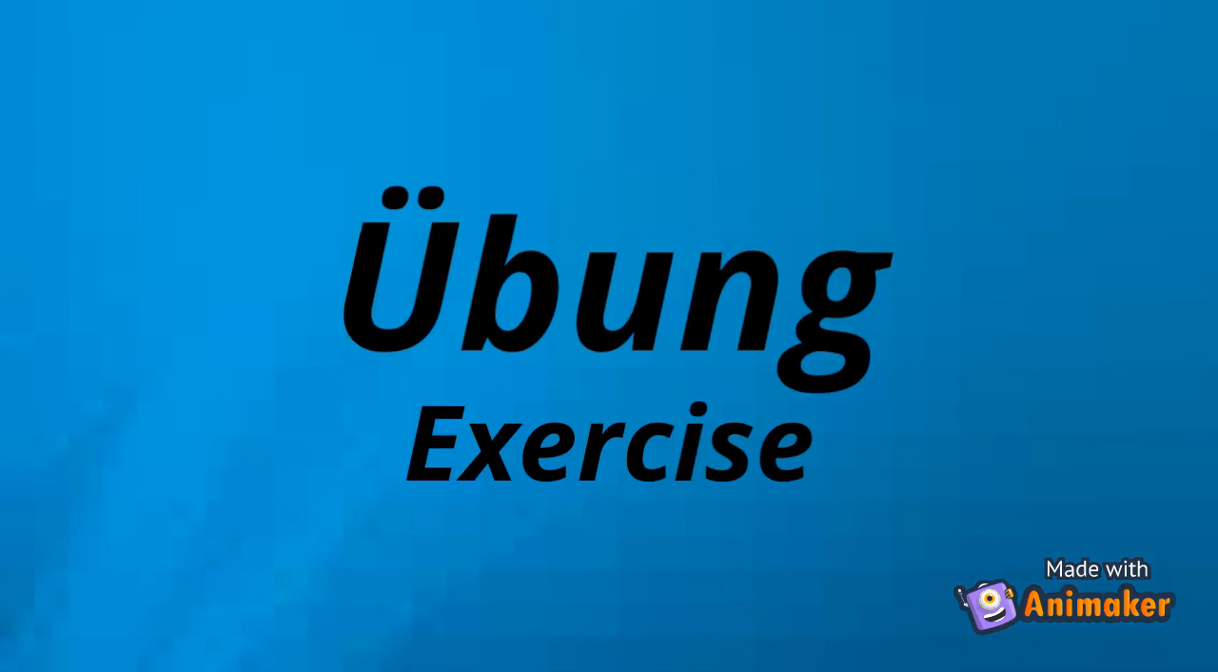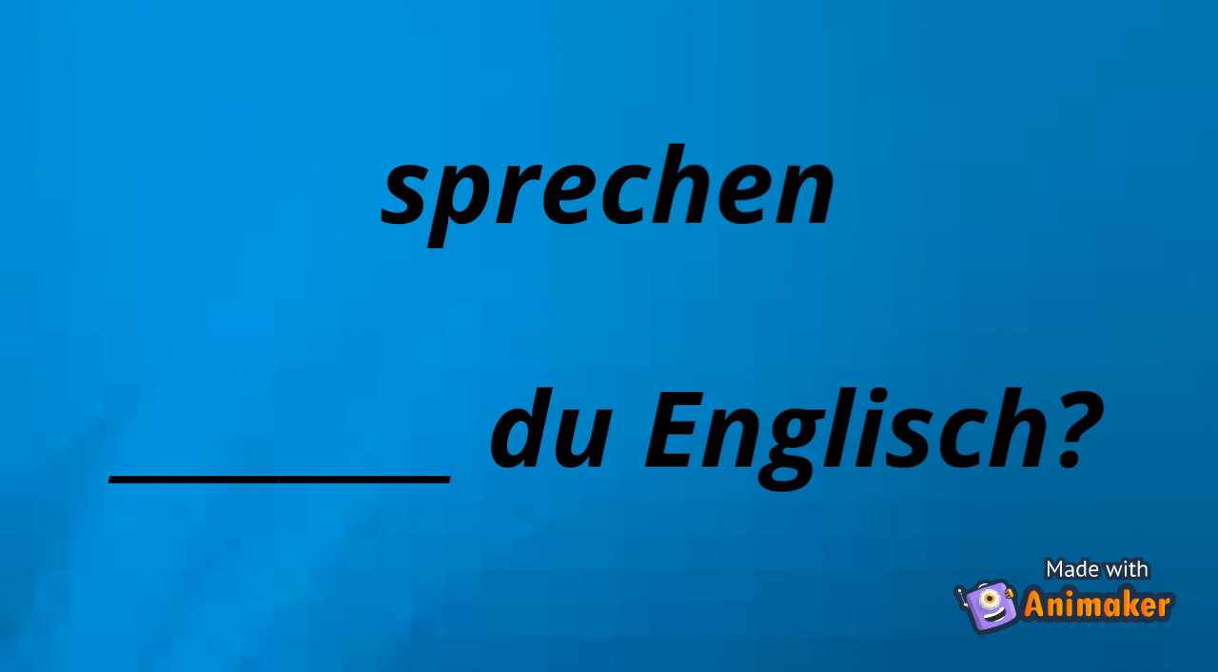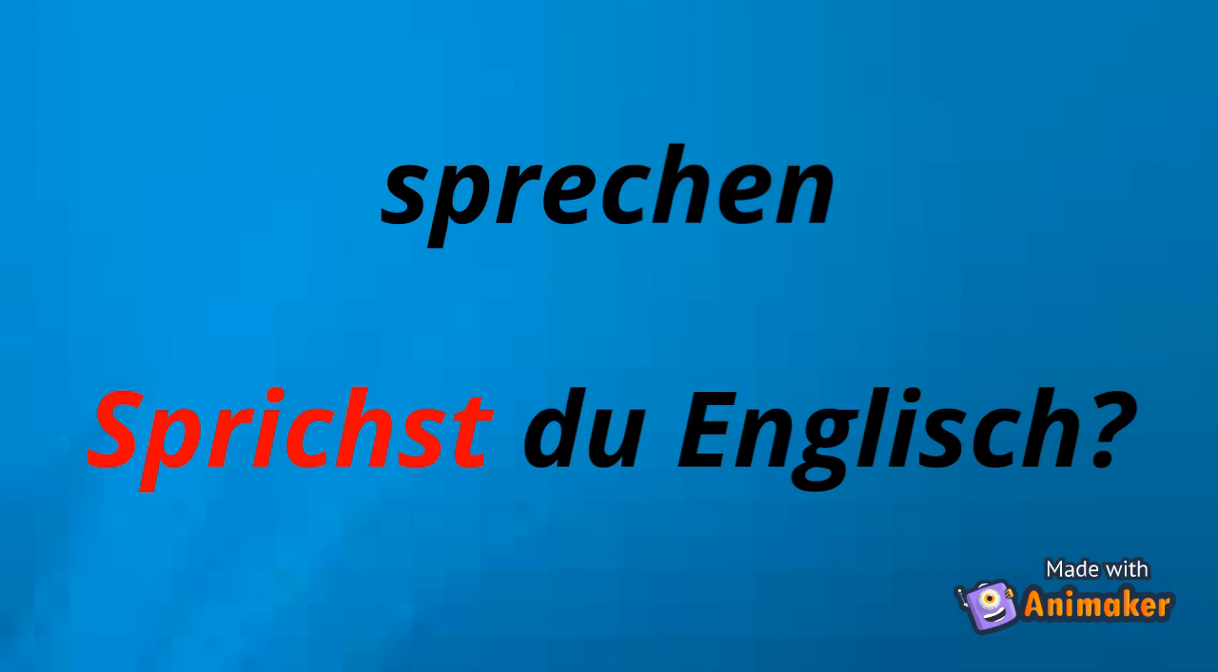Now let's do a small exercise. Übung. That means exercise. You have to fill in the blank with the conjugated verb. Here is the first one. Blank du English. And you have to conjugate the verb sprechen. And the correct answer is: sprichst du English? That means, do you speak English?